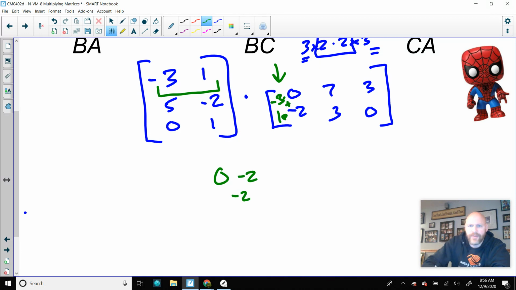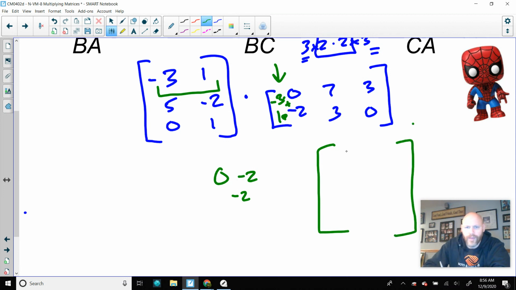Our answer is going to be a really big 3 by 3 matrix. And we end up with our -2. We'll do -3 times 7 is a -21, plus 1 times 3 is 3, is going to give us 18. So 18 will be our next number. We're going to do -3 times 3 is -9, and 1 times 0 is 0, so our next number will be a -9.